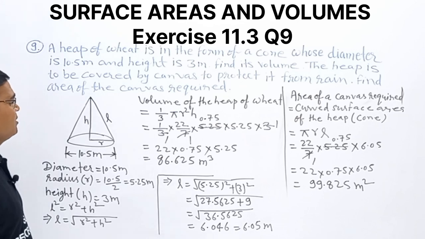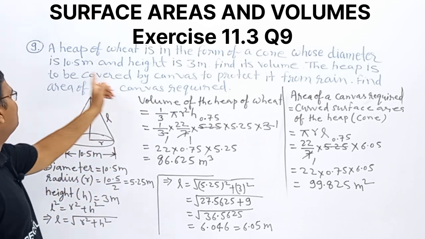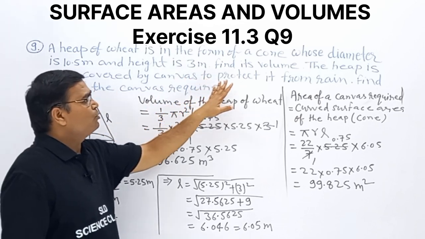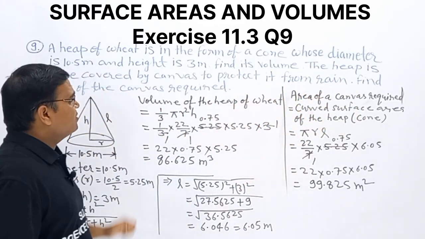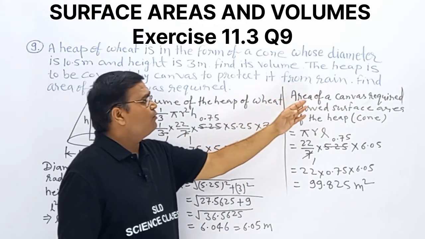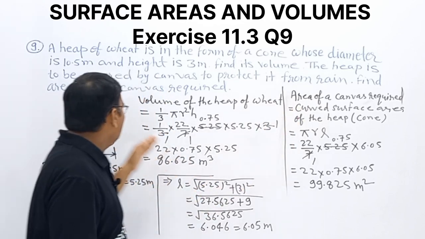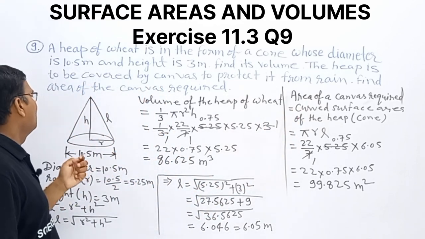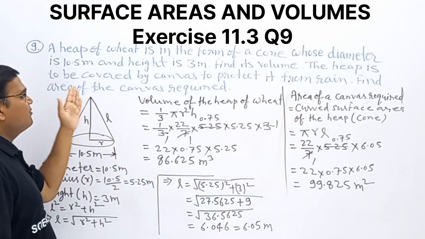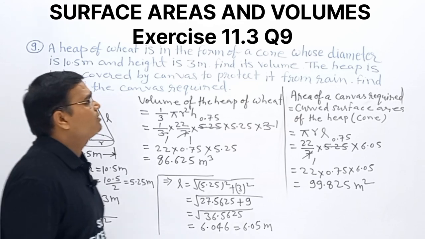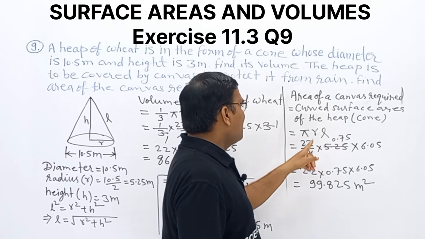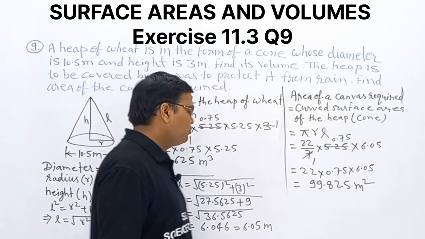Meter cube we obtain. Now we require what? The heap is to be covered by the canvas to protect it from rain. Find the area of the canvas required. So the area of the canvas required to protect this heap will be the curved surface area of the heap of wheat, or we can say the curved surface area of a cone, and this is pi r l. R we are having, but L we should calculate.